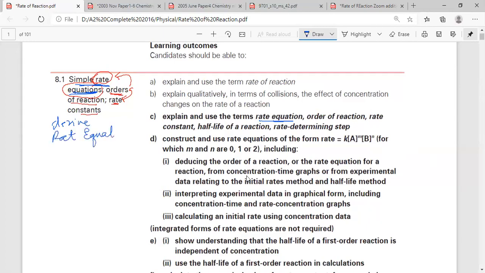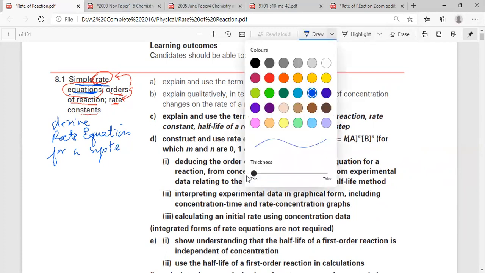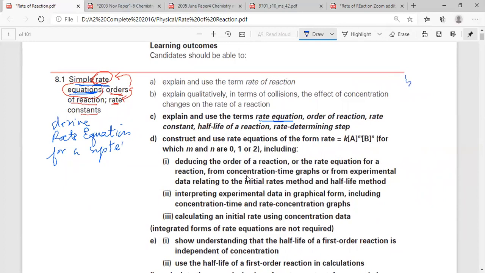Some books call it rate law for a system. A system here means a chemical reaction. I'm going to show you here what it means. I'm going to show you some of the questions that have this term called rate equation first, to let you see that it actually comes out for exams.